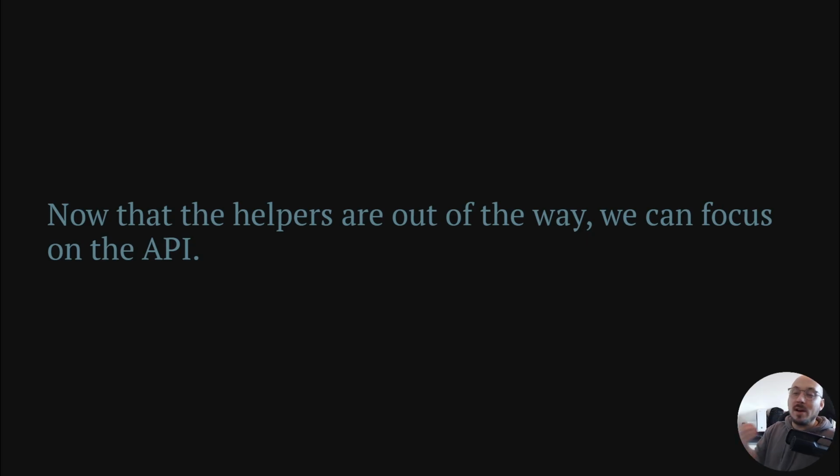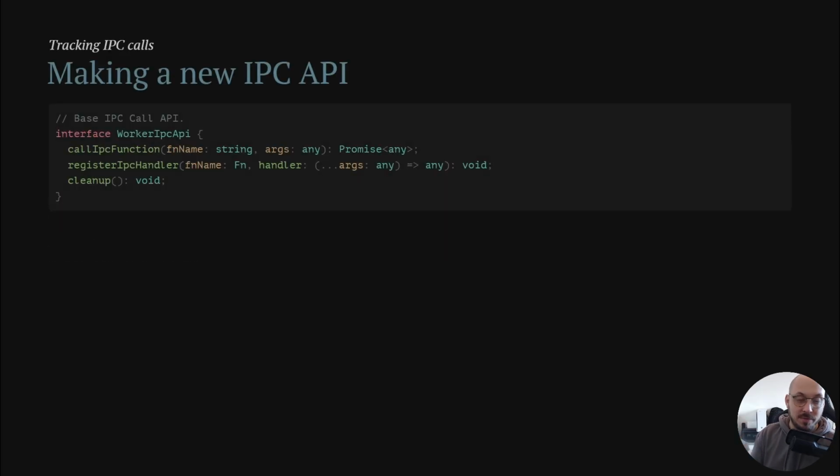Let's do something very similar to the previous one where we have an interface. Now this interface is going to be a little bit simpler than the last one. We're going to have a way to call an IPC function, like a remote function from the other process. We're also going to have one for registering something to handle a specific function. Then we're going to have a cleanup function.